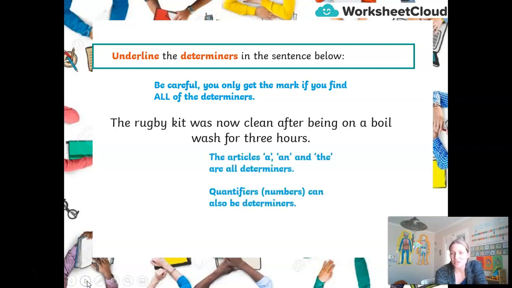Remember what determiners are. They are things such as a, an, and the. But they can also be quantifiers. They can also be numbers, okay? Remember, a determiner introduces a noun. Where are they in that sentence? The rugby kit, being on a boil. There we go.